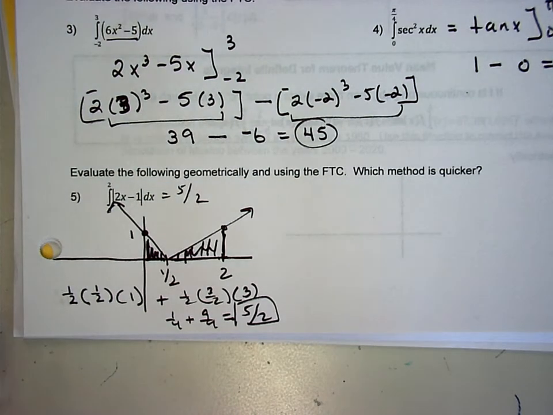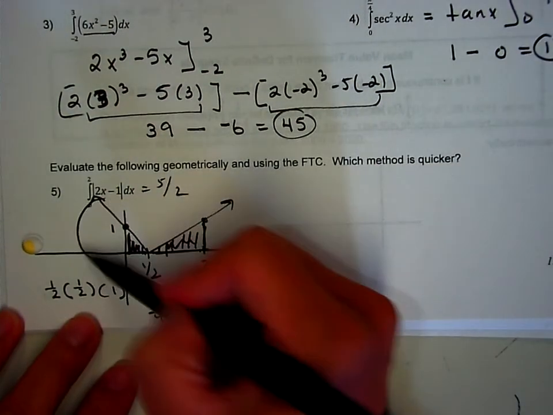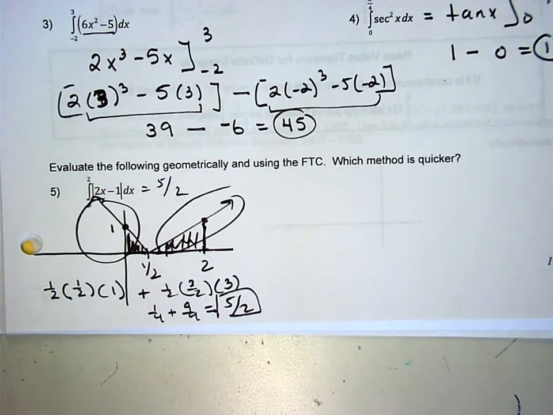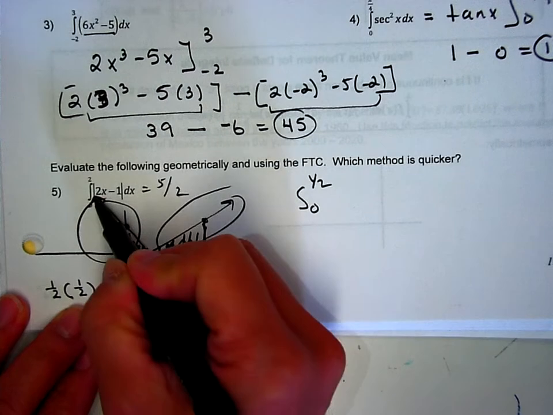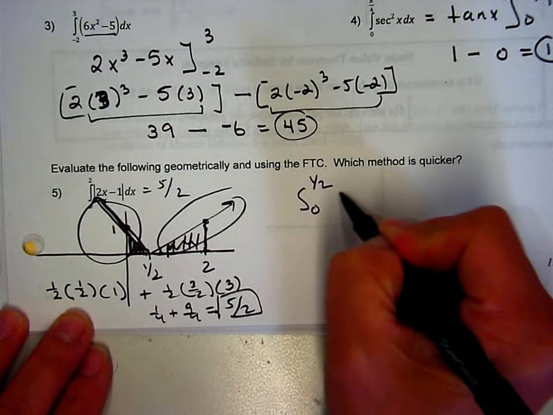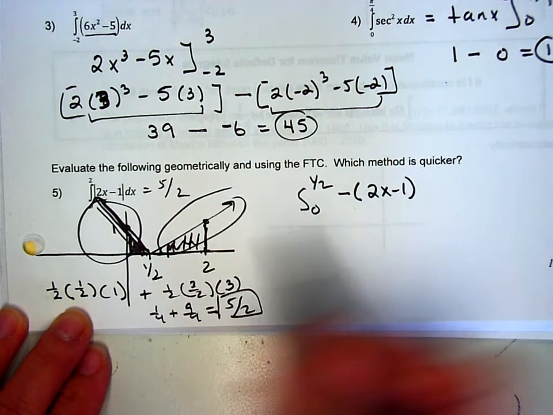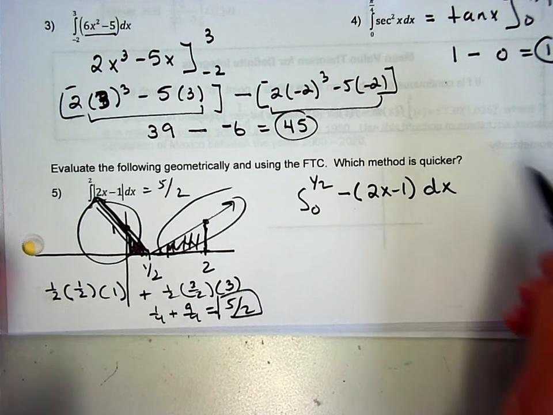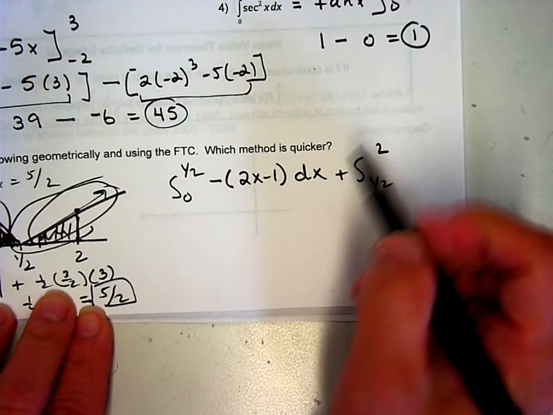Now, if you want to do this algebraically, what you would have to do is actually come up with the equation of the two lines separately and split this up into two separate definite integrals. So you would have to go from 0 to 1/2 and figure out the equation of this line, which is actually negative, or the opposite of 2x minus 1. So this is the opposite case of the absolute value. And then you would have to go from 1/2 to 2. And then this is the positive scenario of the absolute value.